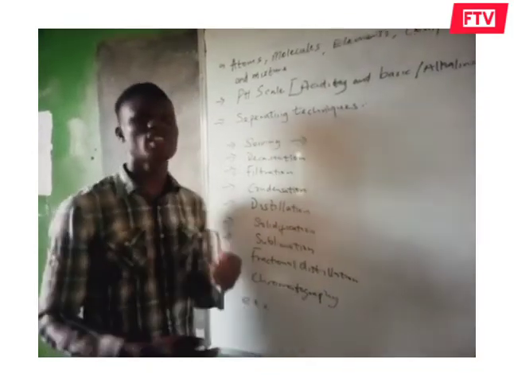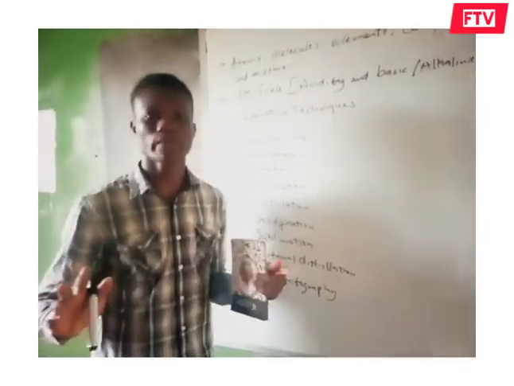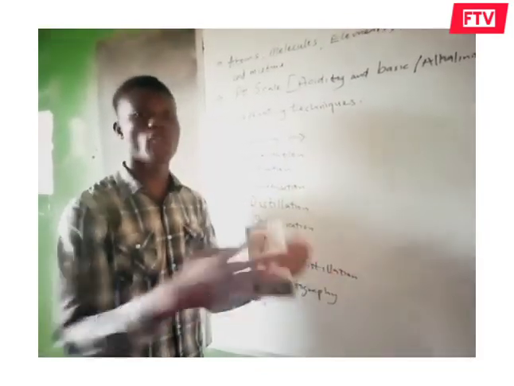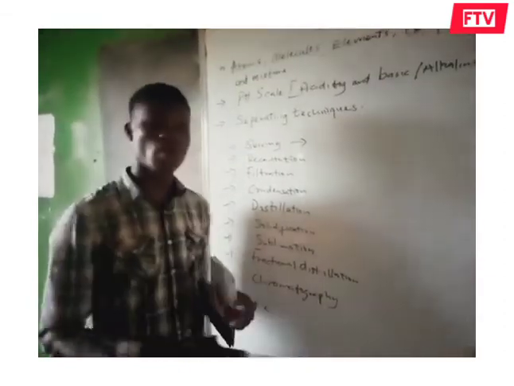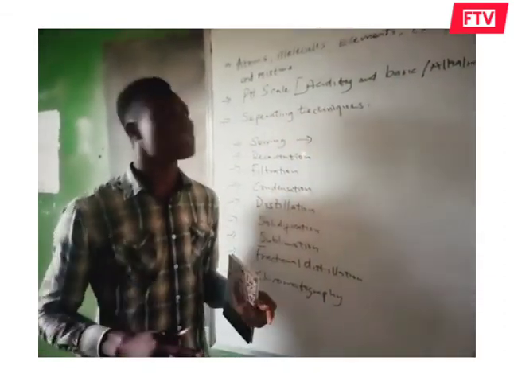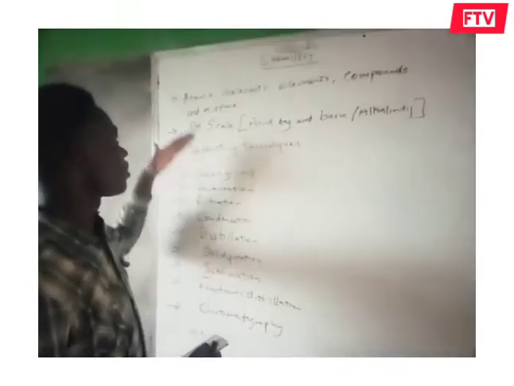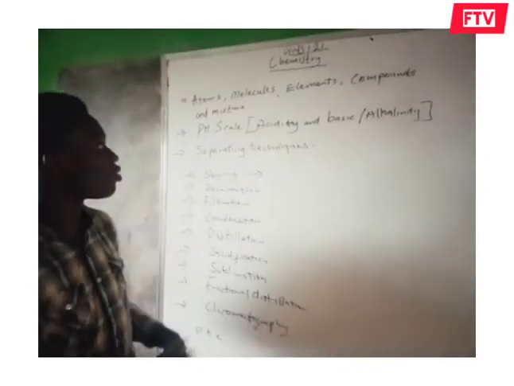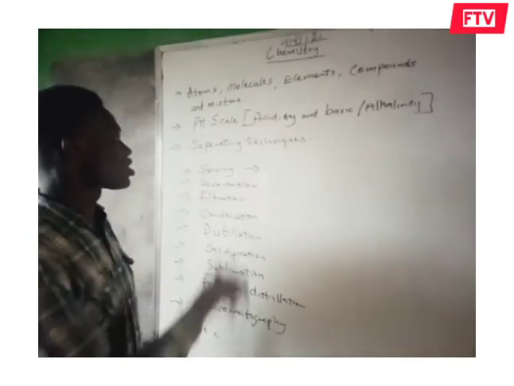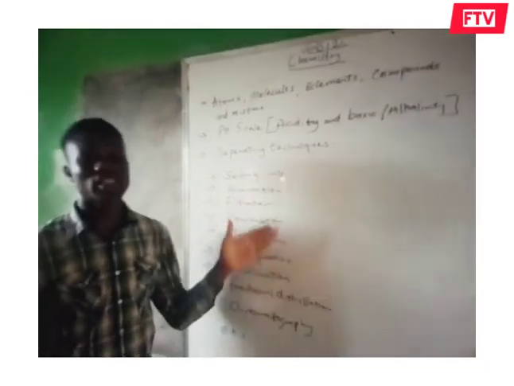And chromatography is just used for separating colors. When there are mixtures of colors together, we can use chromatography to separate them. And that is that. We've covered a lot today. We talked about atoms, molecules, elements, compounds, and mixtures, the pH scale, and the various separating techniques.